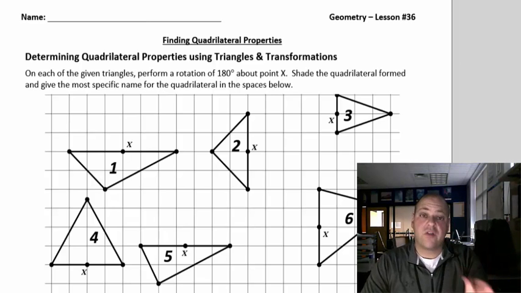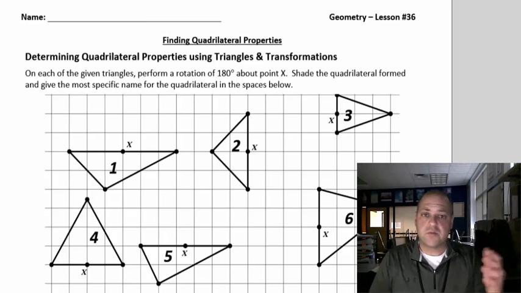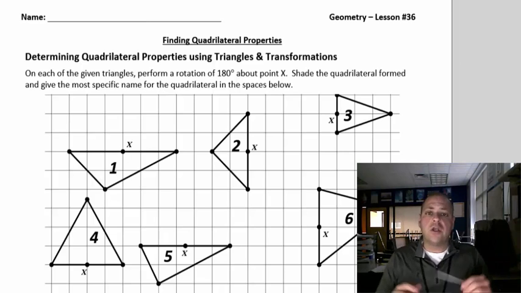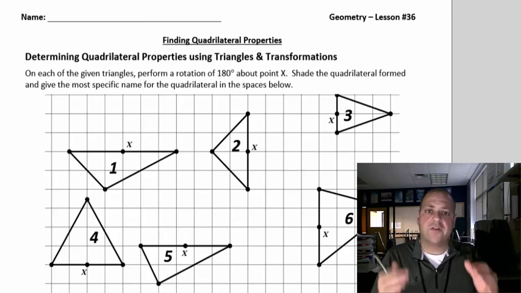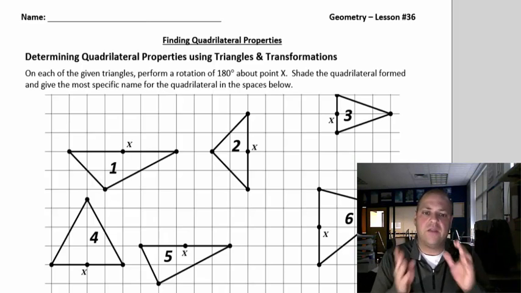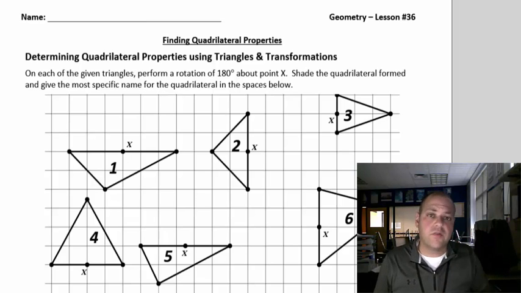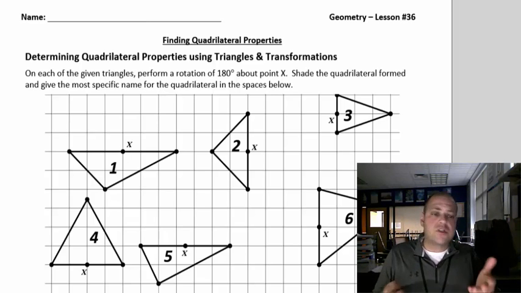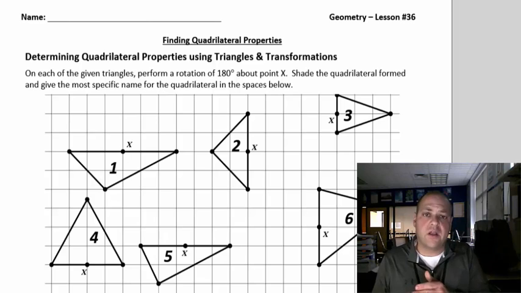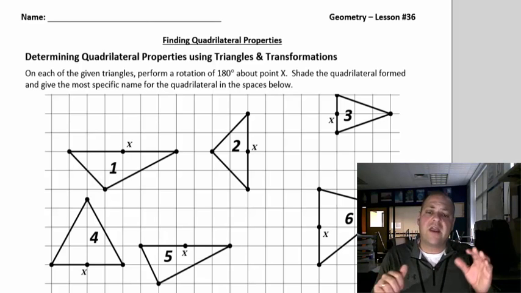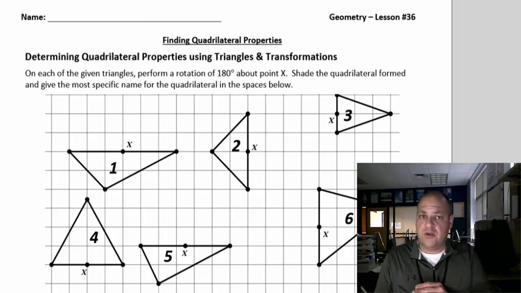We're actually going to use our transformations that we already know, reflections, rotations, and we're going to use triangles and turn them into quadrilaterals by using transformations. So that's what we're going to do in this little video here. We're just going to do the first page, and then the rest is going to be done in class. So I'm going to kind of help you and show you what you're going to be doing in class.